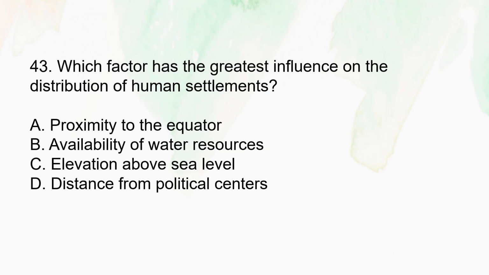43. Which factor has the greatest influence on the distribution of human settlements? Letter A. Proximity to the equator. Letter B. Availability of water resources. Letter C. Elevation above sea level. Or letter D. Distance from political centers.